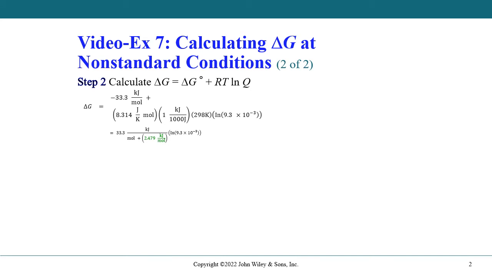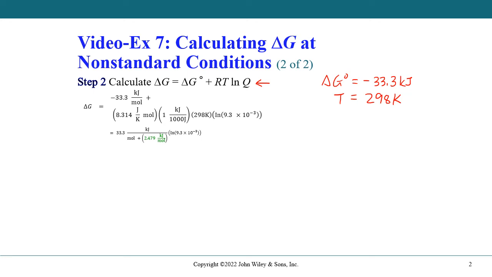and plug the value of Q into this equation, plus all the other factors that we have. So we know that delta G standard is equal to minus 33.3 kilojoules. And we know that we have the gas constant, and we have the temperature. Temperature is 298 Kelvin, since 25 degrees is 298 Kelvin. We must always convert to Kelvin. And we have the value of Q as 9.3 times 10 to the minus 3 from the previous calculation.